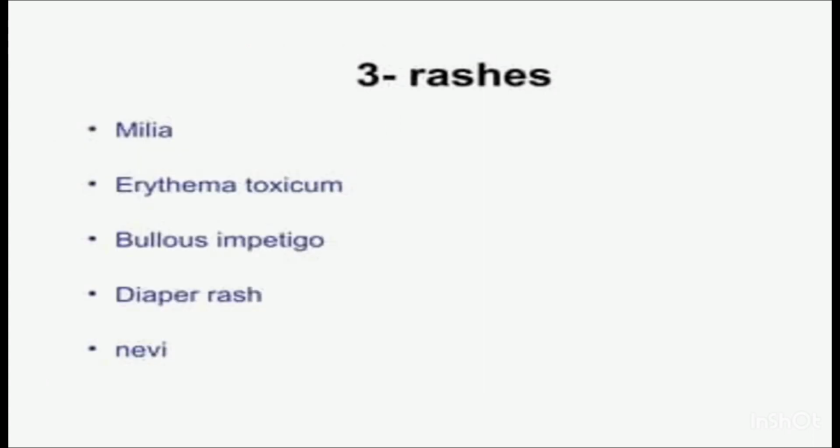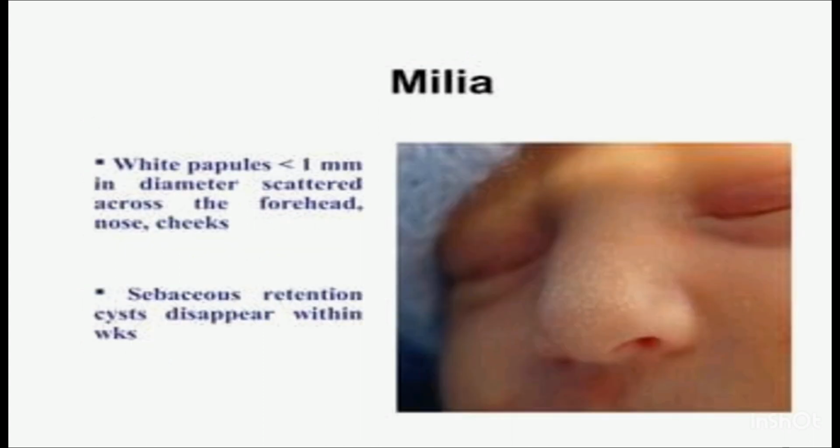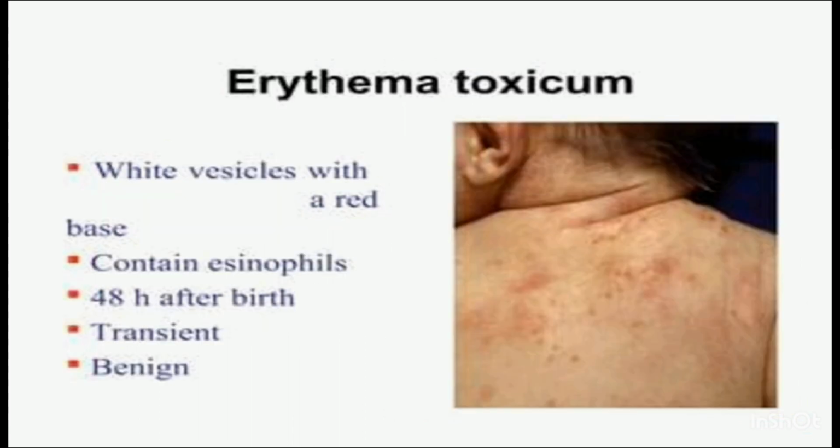Next is rashes: milia, erythema toxicum, bullous impetigo, diaper rashes, and nevi. Milia are white papules less than 1 mm in diameter, scattered across the forehead, nose, and cheeks. They disappear within a week. Erythema toxicum is a white vesicle with a red base that also contains eosinophils. It can occur after 48 hours of birth. It is transient and benign.